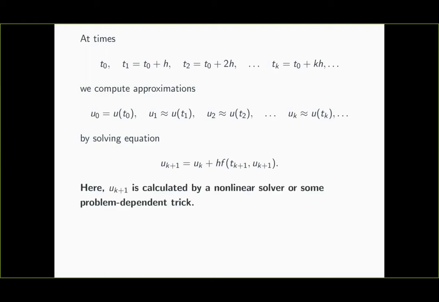In general, uk plus 1 is always calculated by some nonlinear solver. Sometimes the differential equation has some special structure that we can use to actually get an explicit formula for uk plus 1, but that is highly problem dependent. Another problem in general is that we need to make sure that uk plus 1 is uniquely defined. In other words, we need to make sure that a solution uk plus 1 actually exists to that equation. And even if it exists, we need to make sure that it is unique.